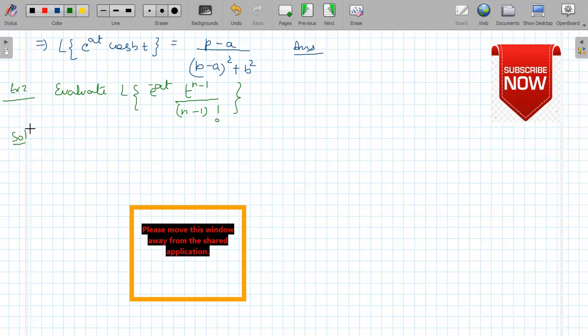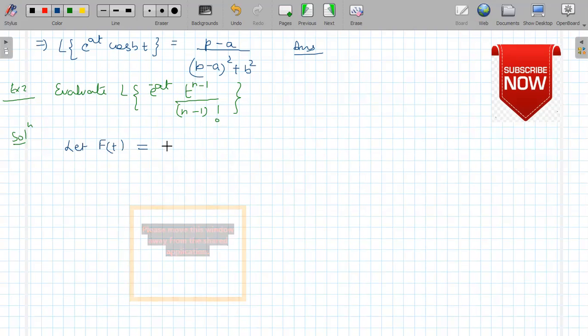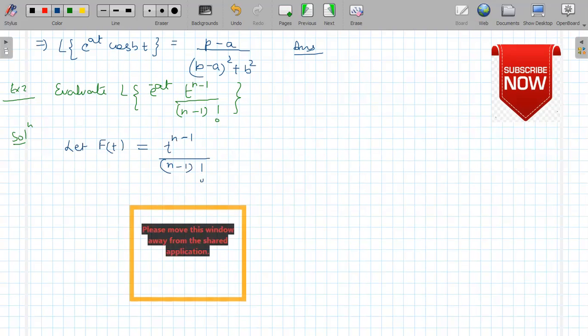Again the procedure is the same. First of all, we find out the function f(t). So this function f(t) will be t raised to the power n minus 1 whole divided by n minus 1 factorial.